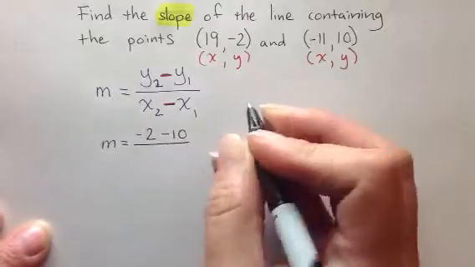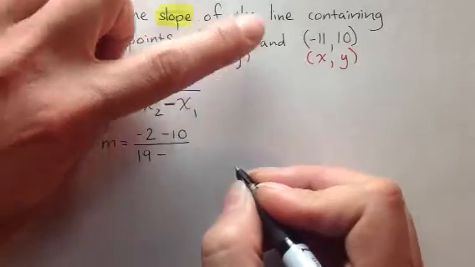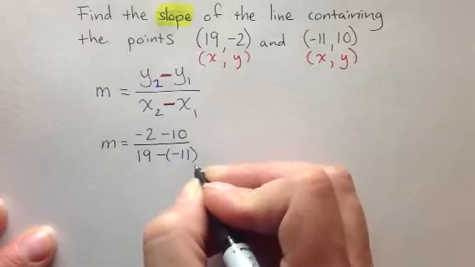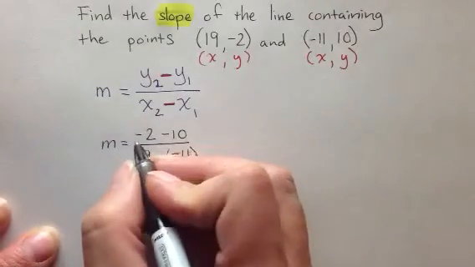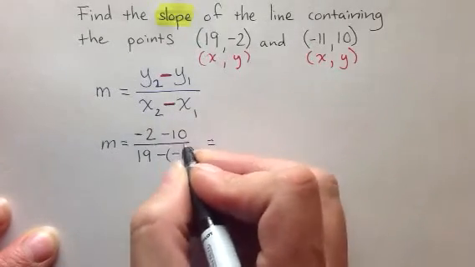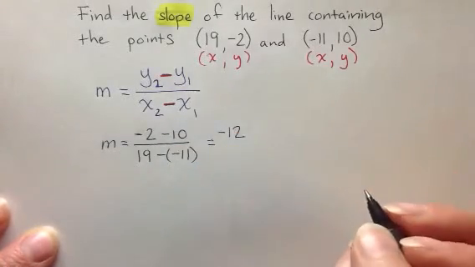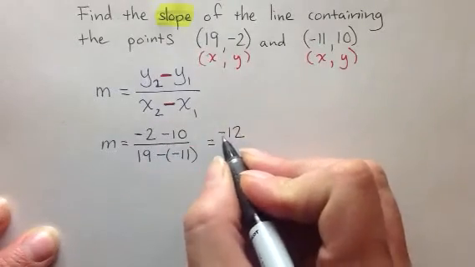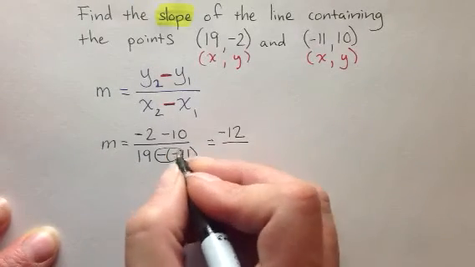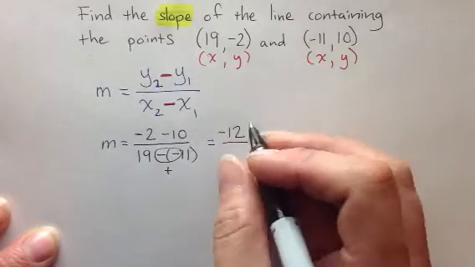All over, in the denominator, the change in x. So x, the left one, minus, now the right one is negative. So see, I'm subtracting a negative 11. What happens when I simplify? In the numerator I had negative 2 minus 10. Since they're all negative, I find the sum. The sum of 2 and 10 is 12, and they're all negative, so it stays negative. Negative 2 minus 10 is negative 12. And in the denominator, this minus a negative becomes addition. So 19 plus 11 is 30.